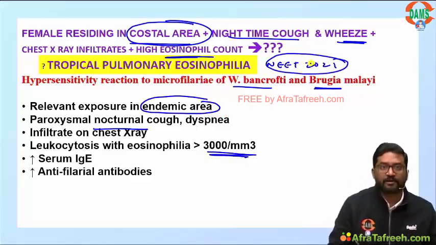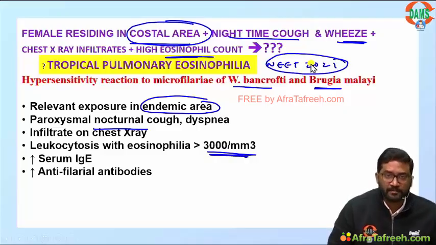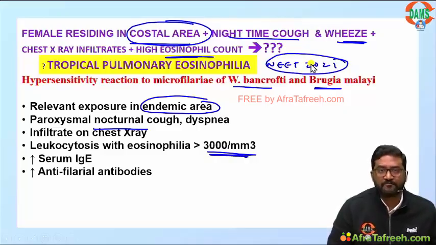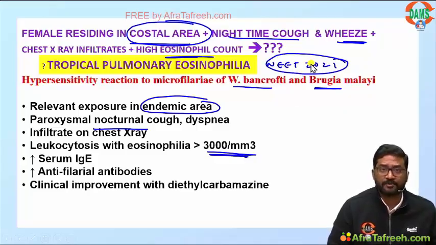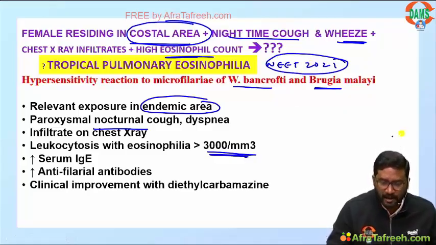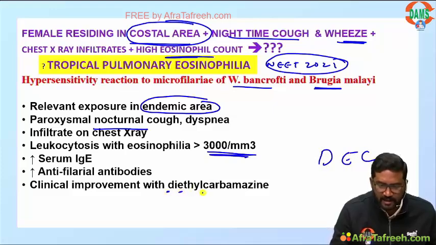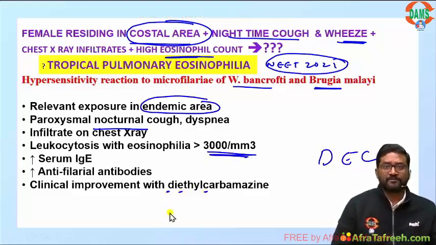So don't forget, when there is eosinophilia, endemic area, chest X-ray infiltrates, and nighttime symptoms, one possibility is tropical pulmonary eosinophilia. The drug of choice is DEC, diethylcarbamazine. Drug of choice is DEC.